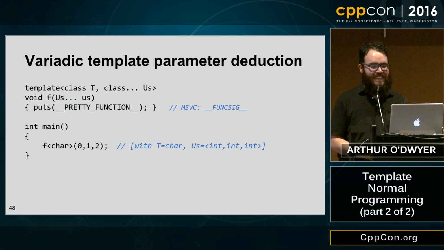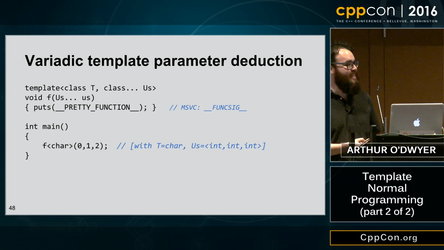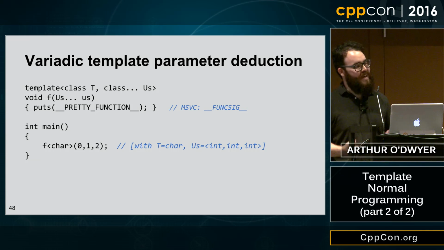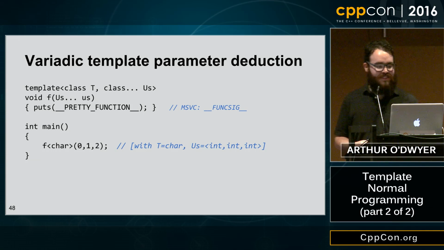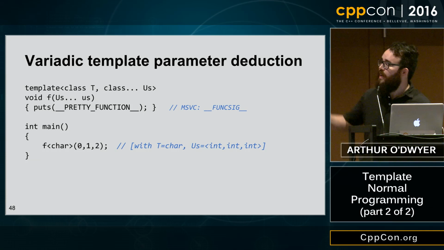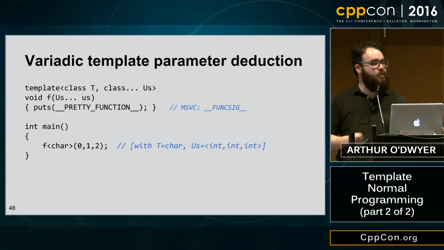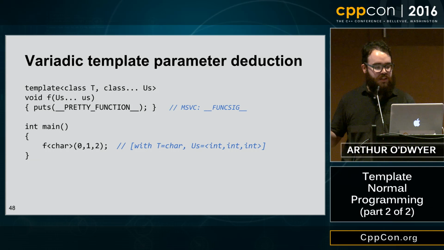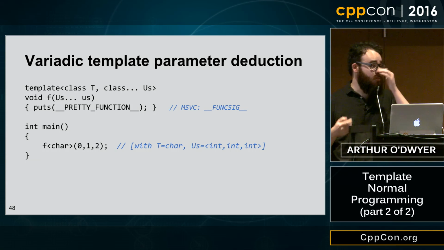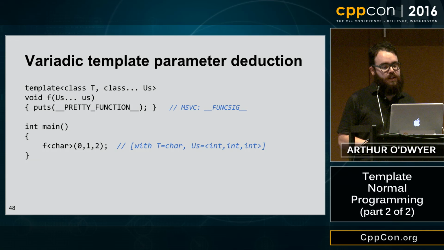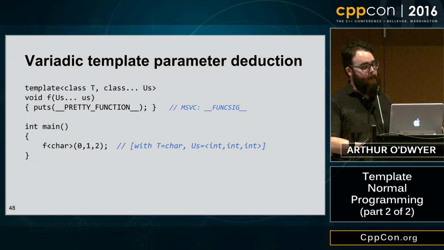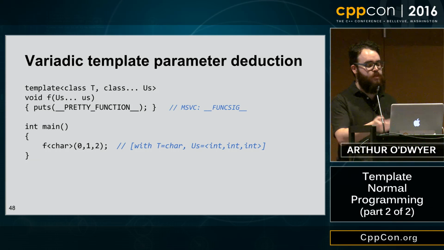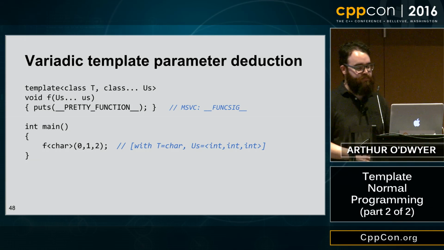So template parameter deduction, in a nutshell, we already covered all of it except for variadic templates, which I said we'd get to in part 2, so here it is. What happens in this case? Here I have a template, it's called f, and it has a certain number of parameters. One of them is named T, and the others are named Us. It has some parameters, collectively named us, which are of type capital Us. And so they all contribute to deduction, right? The parameters us contribute to the deduction of template parameters Us.